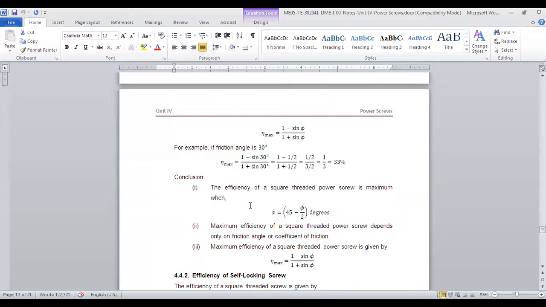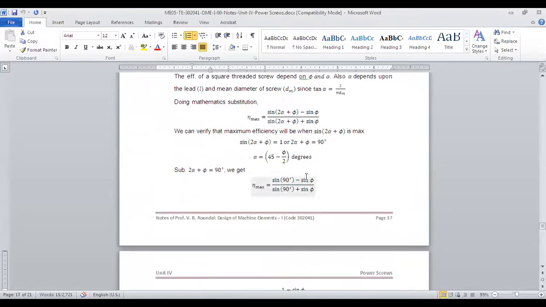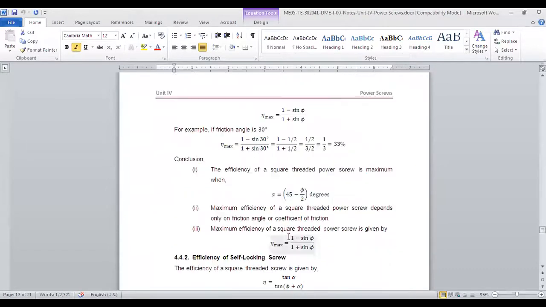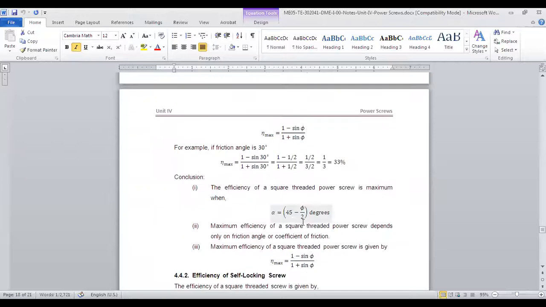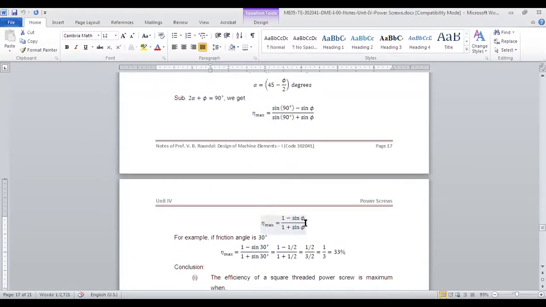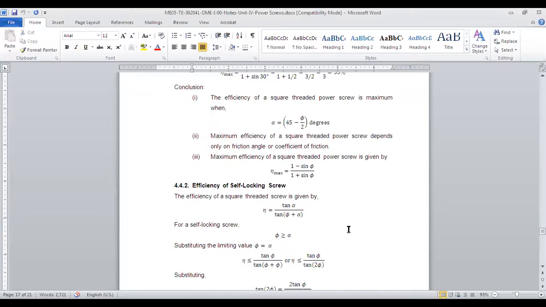From that we can come to some conclusions. We have seen that the efficiency of a square thread is maximum when the helix angle is equal to 45 minus phi by 2, right? It depends on the friction angle. The maximum efficiency depends only on the friction angle and helix angle. And when this is true, maximum efficiency is given by 1 minus sin phi upon 1 plus sin phi. Okay, got it? So this is the way we can calculate the efficiency of a square thread.